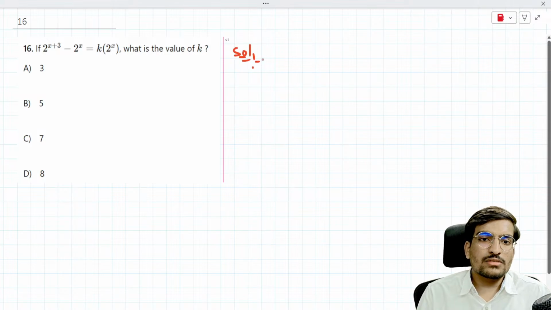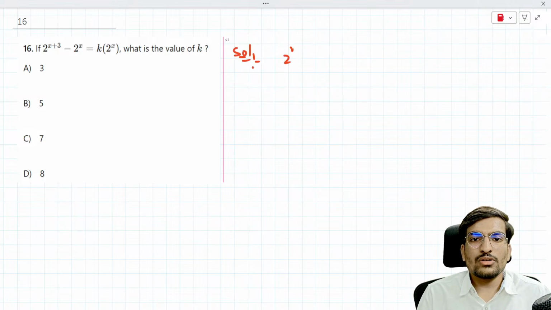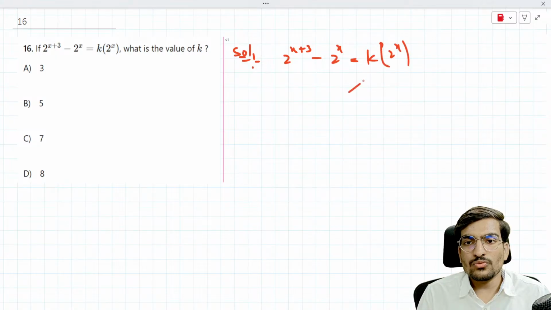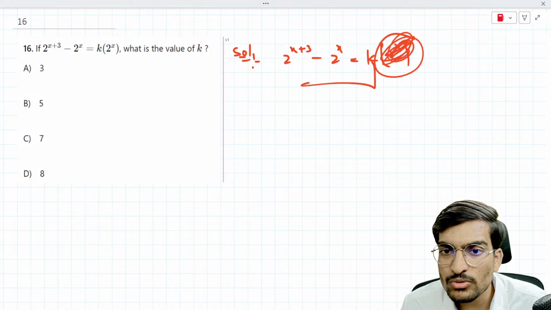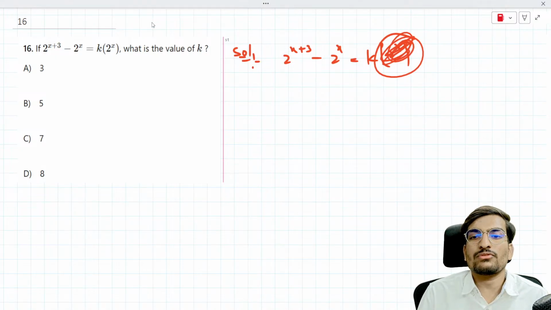Now the last question. Let's finish this and end the session. Given: 2 raised to the power of x plus 3 minus 2 raised to the power of x equals k times 2 power x. They are asking us to find k. k is just a normal number. To find the value of k, see the options, we have some numbers. You just have to remove this 2 power x, and the remaining part is the value of k.